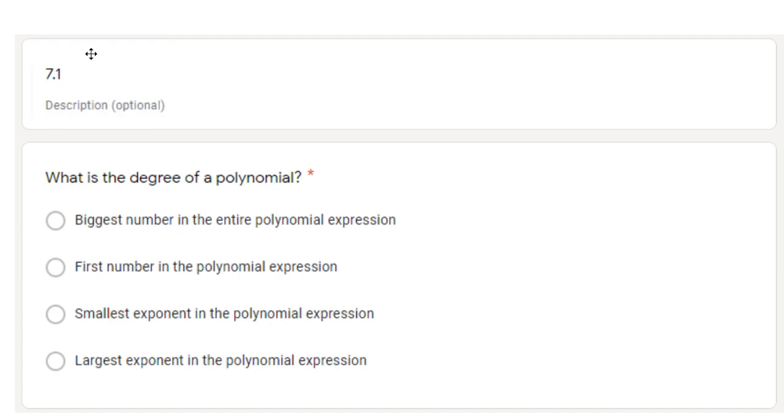Hello everyone. I just wanted to go over the answers to the 7.1 to 7.3 quiz so you can know what they were and what you missed and what you need to work on before the test.